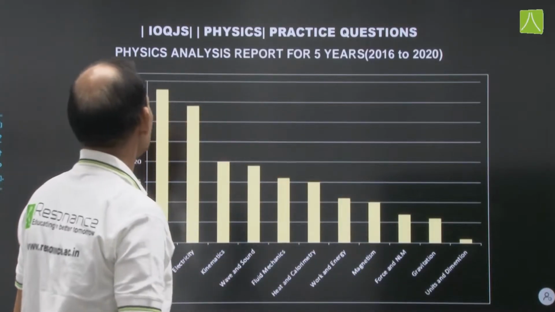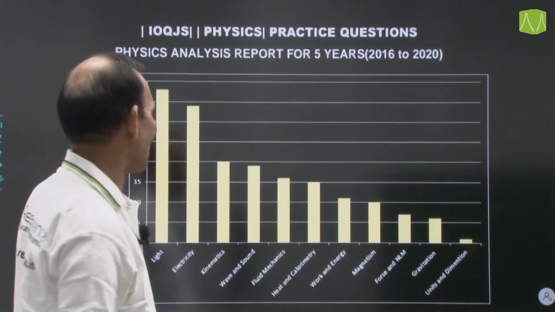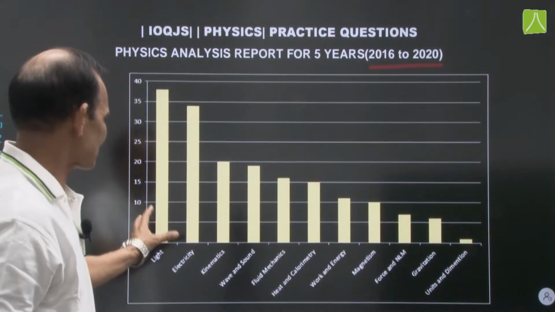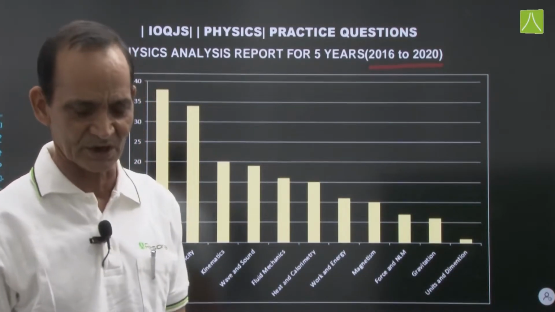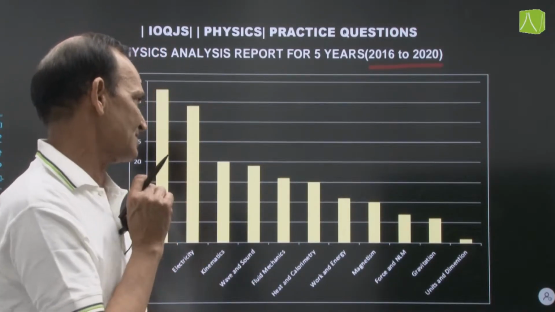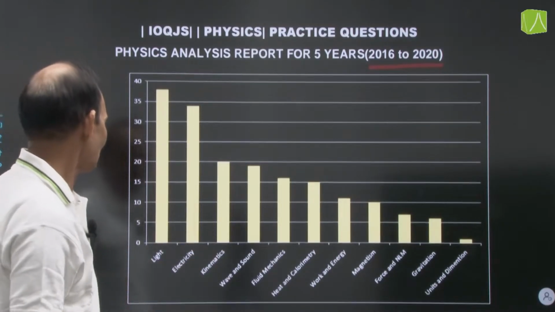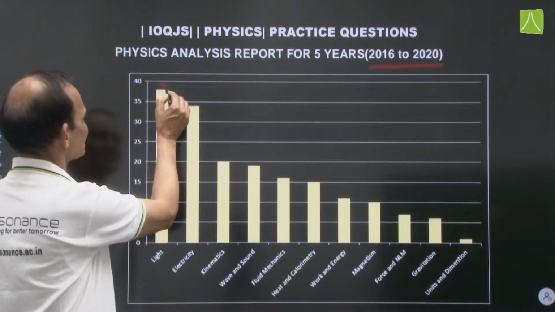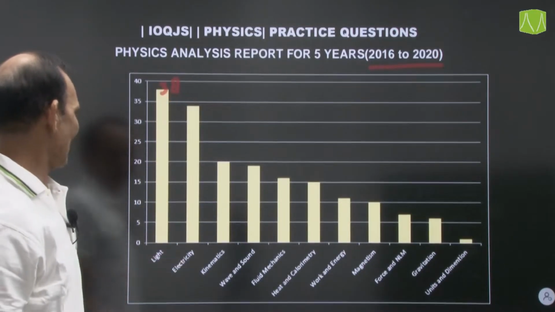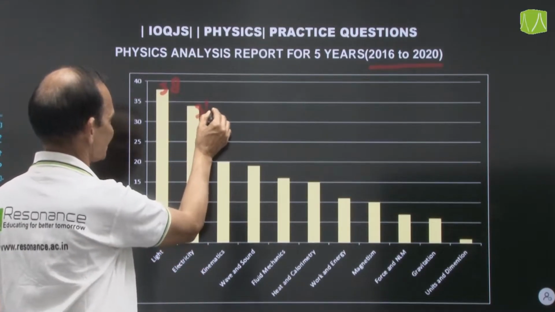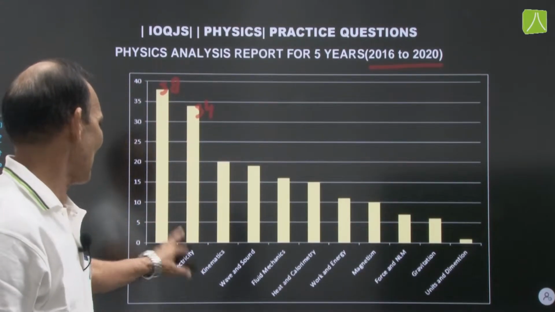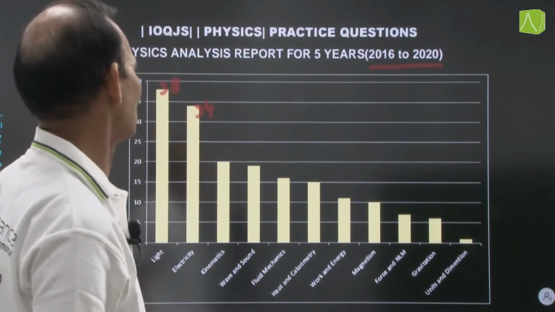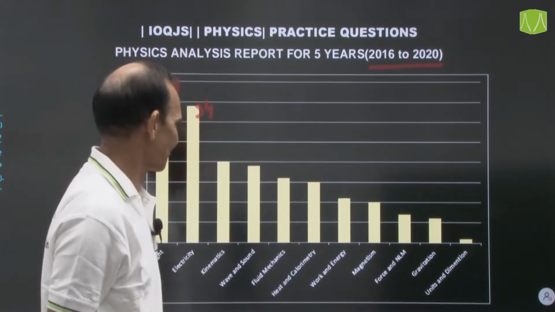Next is an analysis of the last 5 years, from 2016 to 2020, on the basis of number of questions in IOQJS, meaning the first stage and second stage combined. From the graph it is clear that there are approximately 38 questions in light. In electricity there are approximately 34 questions, approximately the same weightage as light. Together they cover at least 40% of the total paper of IOQJS.